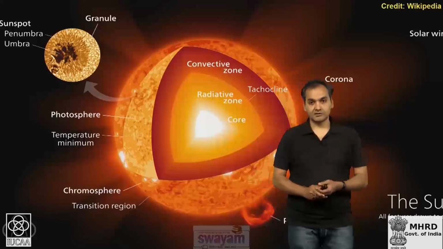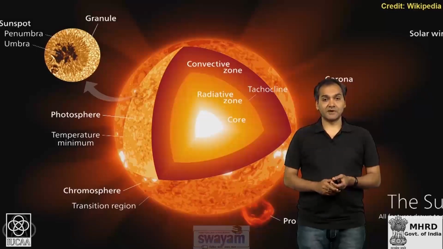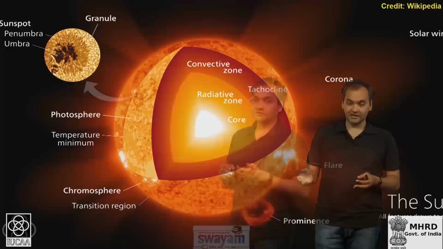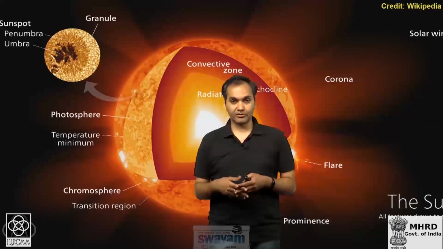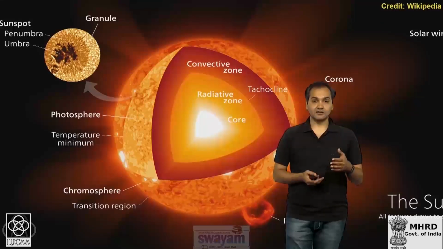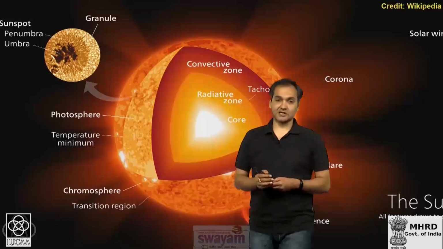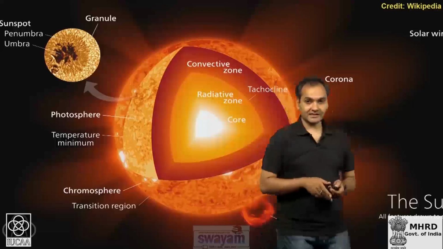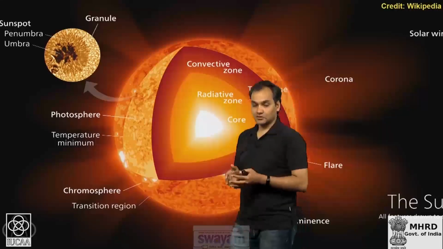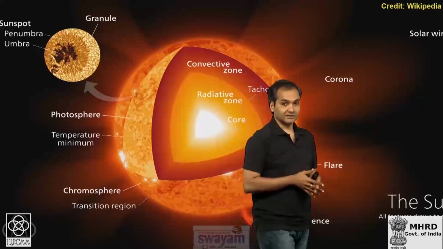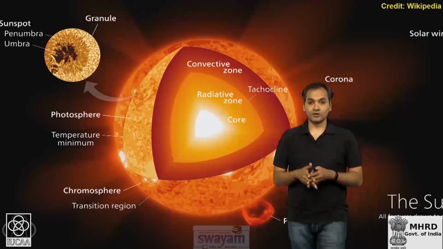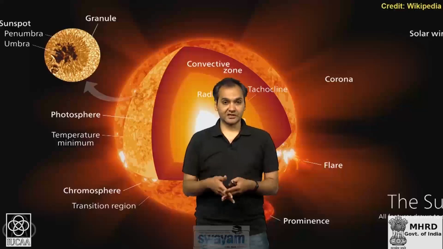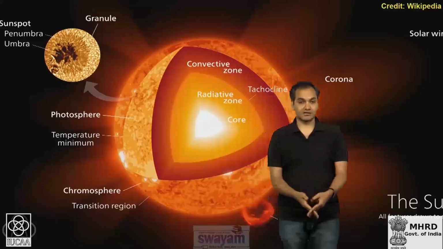In tomorrow's lecture we will talk about the sun's activity cycle, generation of magnetic field, and the role of the magnetic field in explaining the high temperatures observed in the upper layers of the atmosphere, which is much hotter than the lower layers of the atmosphere.